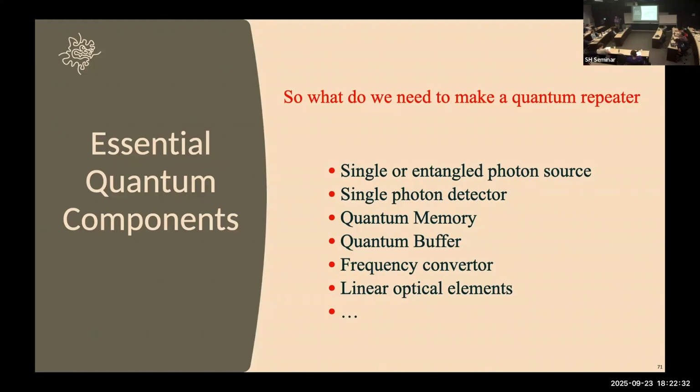I don't think anyone's going to argue that I need frequency converters, diamond NV centers, ion traps. If I'm lucky enough to work with erbium, I don't need a frequency converter. But I added this mysterious object in here called buffers.